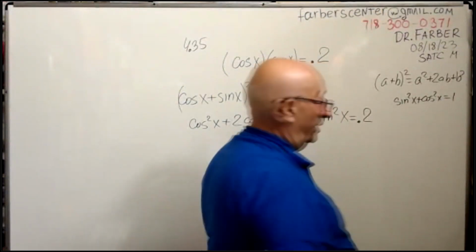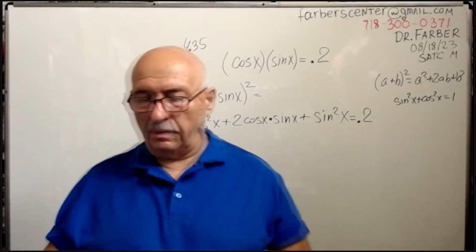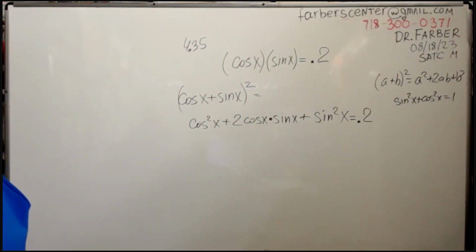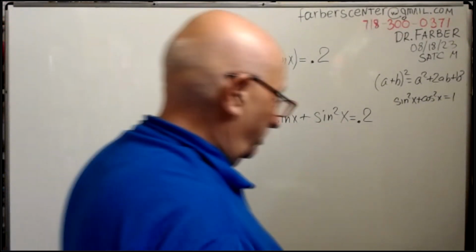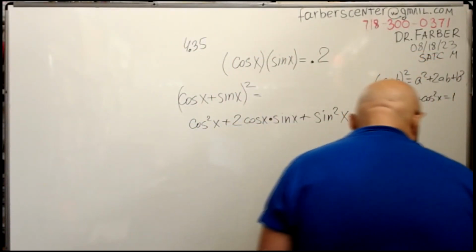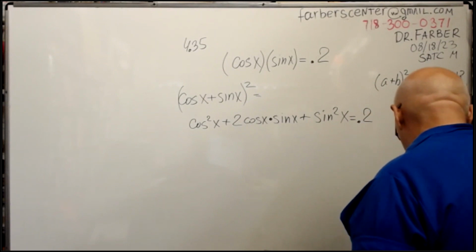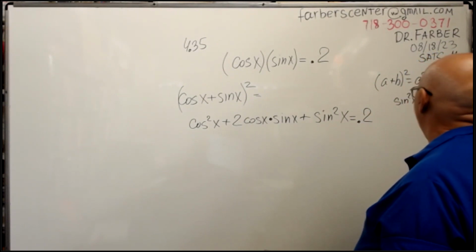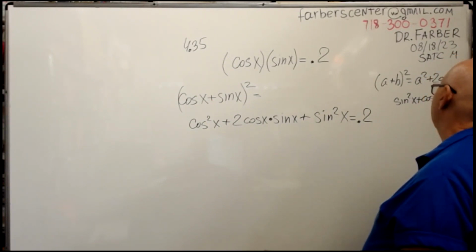What does identity mean, students? I just remind you. Who can tell me what is identity? Pythagorean identity means that you can easily prove this, but it means that it works for any x from its domain. Always.